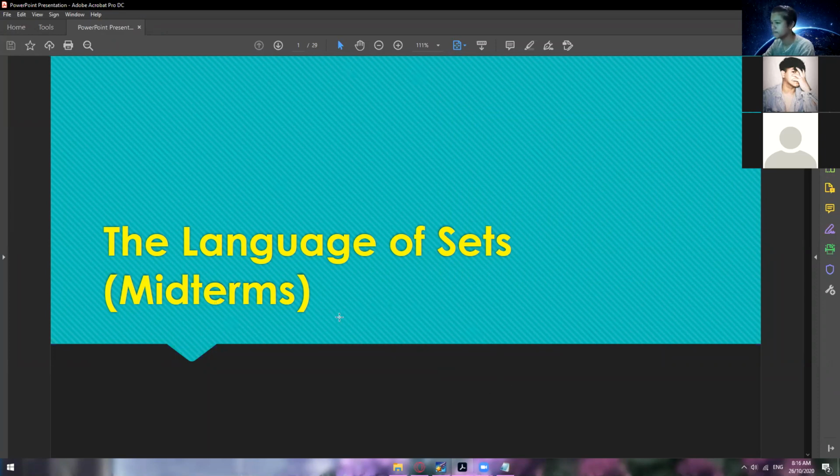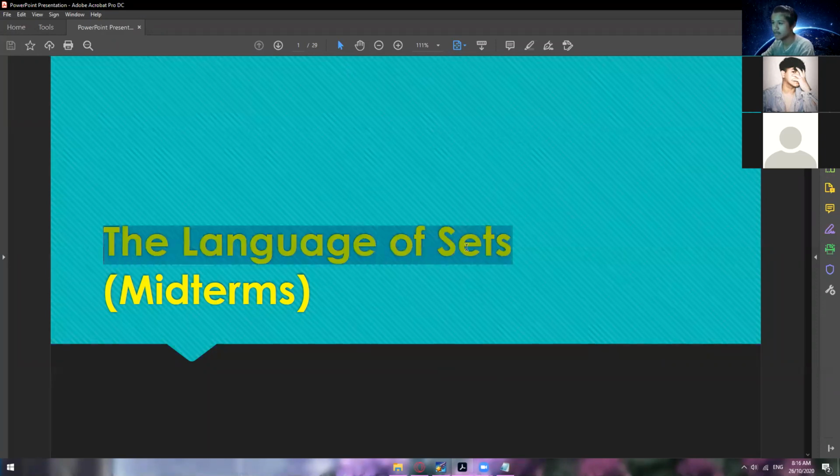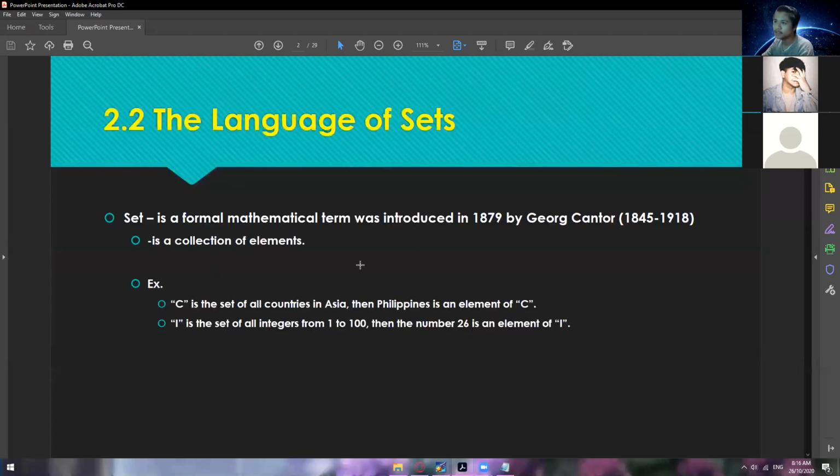Alright, so it seems that wala na kayong mga katanungan. So for our second module, we will discuss the language of sets. Okay, so first you have to know what is the meaning of set. A set is a formal mathematical term introduced in the year 1879 by George Cantor. Okay, so in other words, it is a collection of elements.